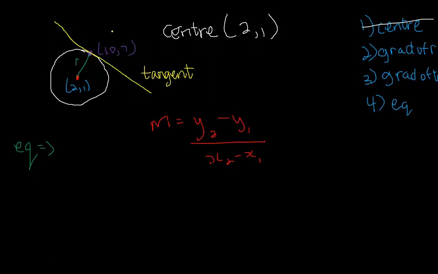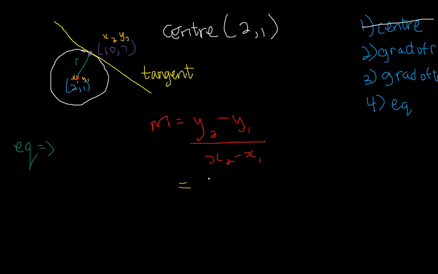Let me start looking over here. This purple is a given point, and this in the blue is my center. We know that this is the gradient of the radius, and to find the gradient, we need to use these 2 points. I would put this as x2 and y2, and I'll put this as x1 and y1. But remember, they're interchangeable. If you wanted, this could have been your x2 and y2, and this could have been your x1 and y1.